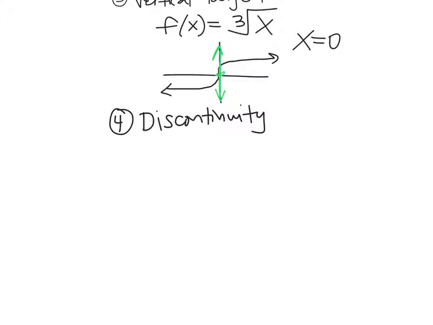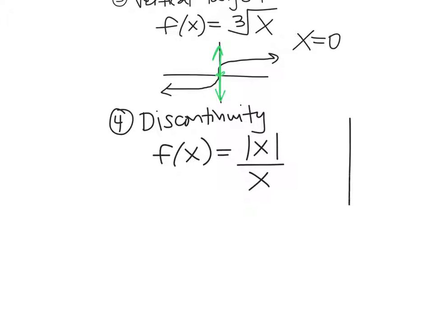How about this one? f of x equals the absolute value of x over x. We've seen this graph before. Do you remember this graph? This is the graph that looks like this. It goes right here, and then it jumps. Has a jump in it.